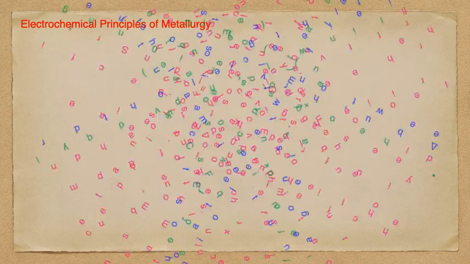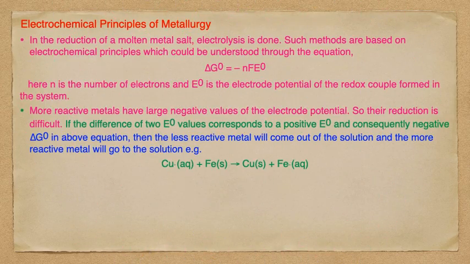It is all about the applications of an Ellingham diagram. Three applications we have already studied. Now the next one is the electrochemical principles of metallurgy, that is, how we can get metal from the solution. In the reduction of molten metal salt, electrolysis is done.